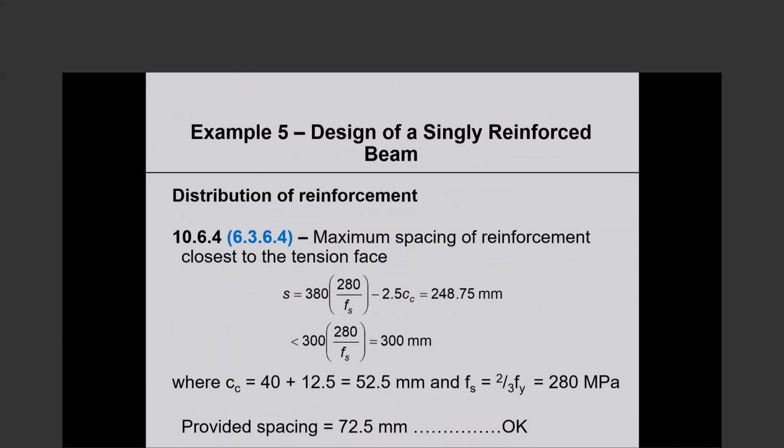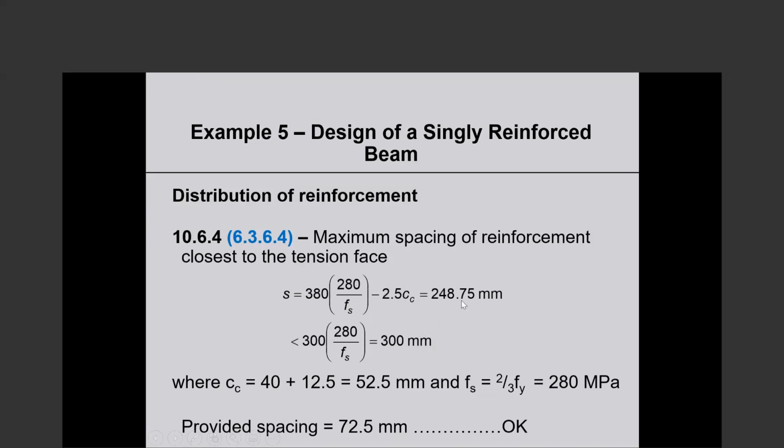Then remember the maximum spacing of the extreme tension reinforcement. The maximum spacing is 248.75 millimeters, except that it has to be less than 300 millimeters. So this is our governing maximum spacing. Our spacing, as we just established, so this is still part of this calculation.